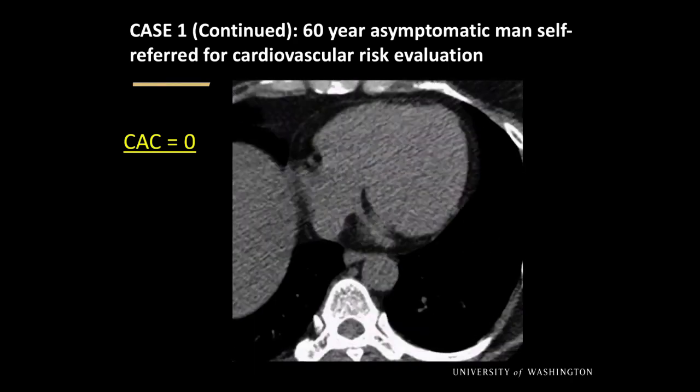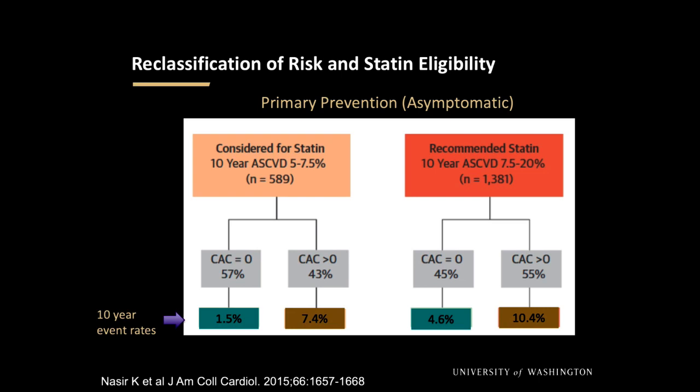And I think when we're thinking about putting our patient's calcium score into context, looking at this data is helpful. And this is data from MESA, looking at the effect of either a positive calcium score or a calcium score of 0 and how it affects event rates and statin eligibility. So on the left-hand side are individuals that were just considered for statin therapy based off of their 10-year risk score of 5 to 7.5%. And on the right are individuals who were recommended statin therapy based off of a higher 10-year risk score. And this is all data from MESA.